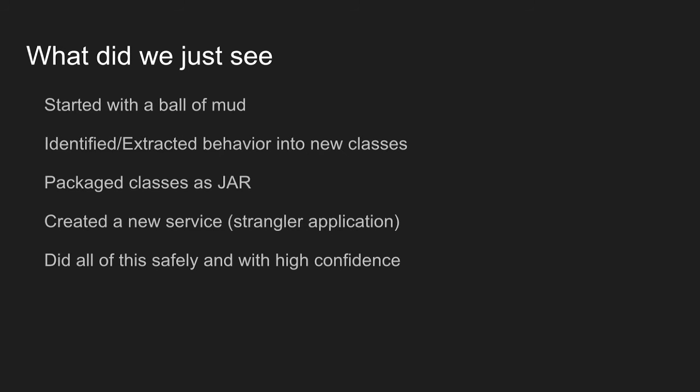So what was that? Well, we started with a big ball of mud. We identified and extracted behavior into new classes. We packaged those classes as a jar, beat ourselves up, beat our head on the keyboard for a while, breaking dependencies, got that thing into a new jar, safely gave ourselves confidence that we were exhibiting the correct behavior and matched our other legacy system. And then we created a new service, pointed an iOS application at that, and could reuse that for 10 more applications if we wanted to. We did that all very safely and with high confidence.